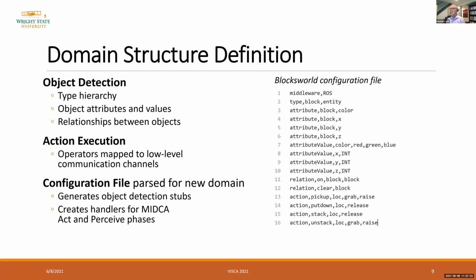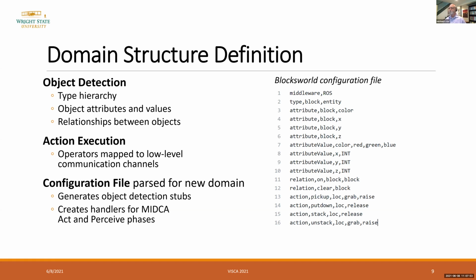So here we can see for a simple blocks world, using ROS, we can define blocks as a type of entity, which is the root or the highest entity in an ontology. You can also say that blocks have attributes. Color is one. They also have XYZ coordinates. The attribute value colors could be in terms of red, green, and blue. This is a very simple world. X, Y, and Z are integers.